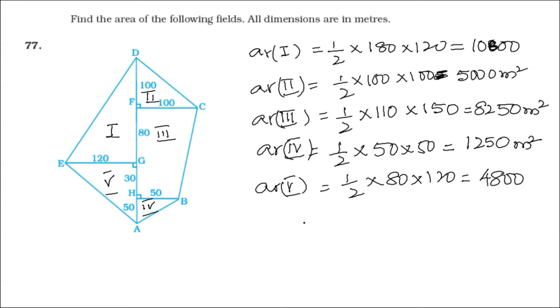So we need to add all the areas. So the total area will be, add them, probably we get 30,100 square meters. So this is how we can simplify and find the area.